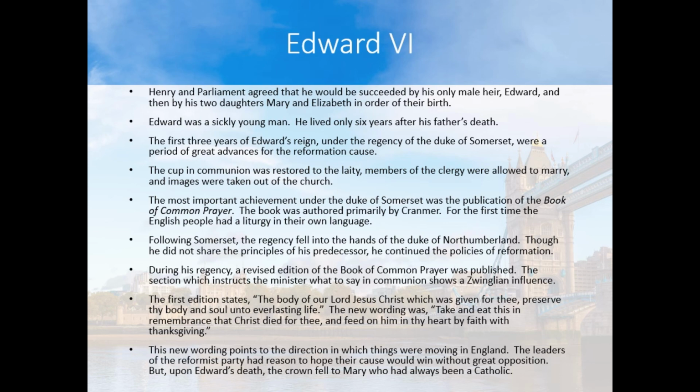The leaders of the Reformist Party had reason to hope their cause would win without great opposition, but upon Edward's death, remember that succession plan, the crown fell to Mary. She's the daughter of Catherine in Spain. The Spanish people are big-time supporters of the Catholic Church, and she had always been raised a Catholic. So now, as things have happened, the worst thing in the world for the Protestants could happen. The king's death takes a guy who was sympathetic to the Protestant Reformation out of the picture, and it puts a queen on the throne who is hardcore, staunchly Catholic.